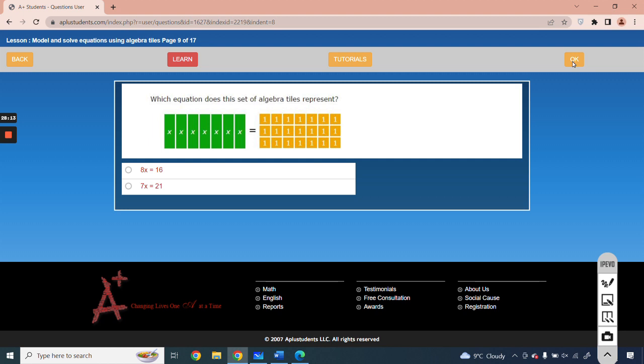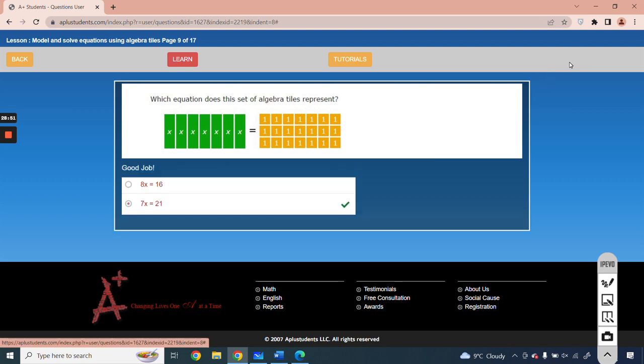Which equation does this set of algebra tiles represent? So which is the correct option? Option 1 or option 2? It is 1 2 3 4 5 6 7. Which option is the correct one? Yes, that is 7x equals 21. Got it? Just select the correct option and click on the OK button.